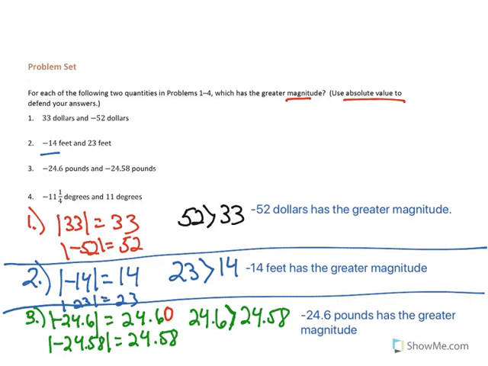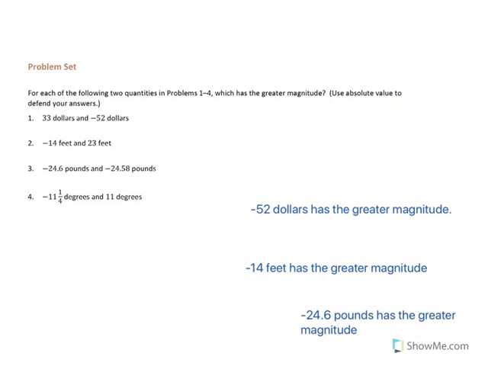So negative 24.6 pounds has the greater magnitude. Okay, to do the next one, I'm going to need to erase some of these, so bear with me for a minute. Okay, so I've only gotten rid of the numbers that we've drawn in, so I can do the last one. The answers are still on the right-hand side.